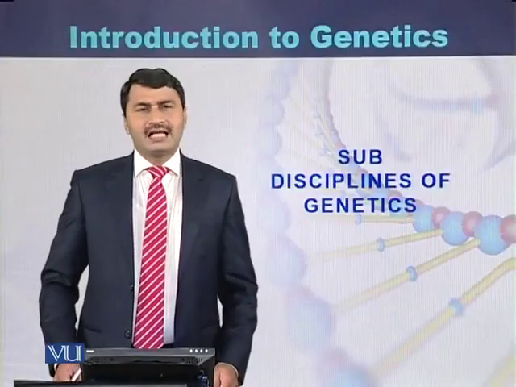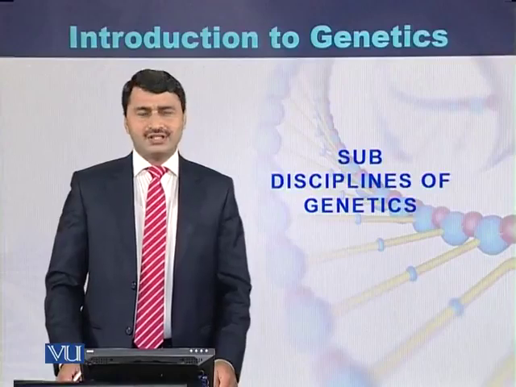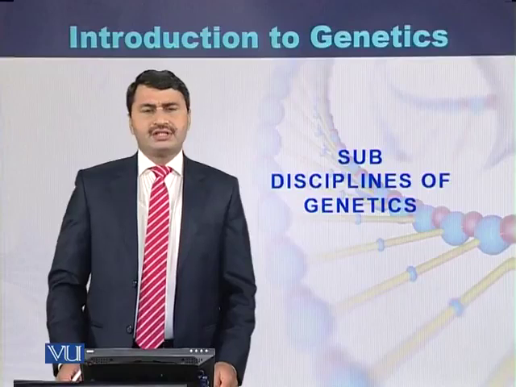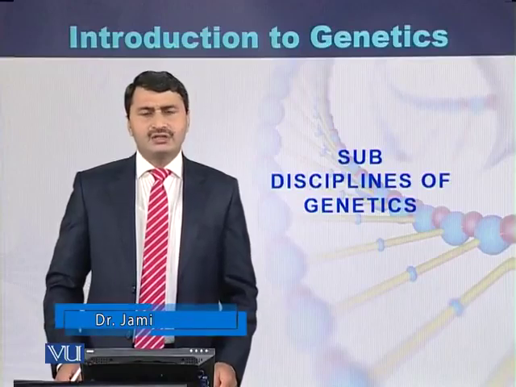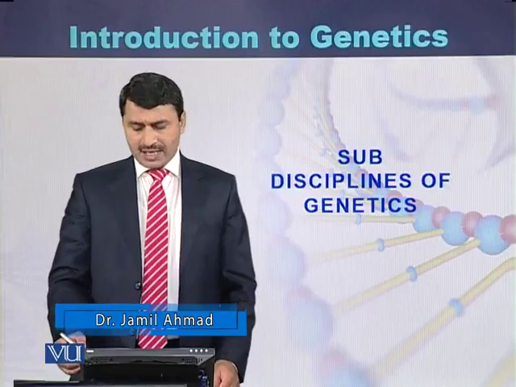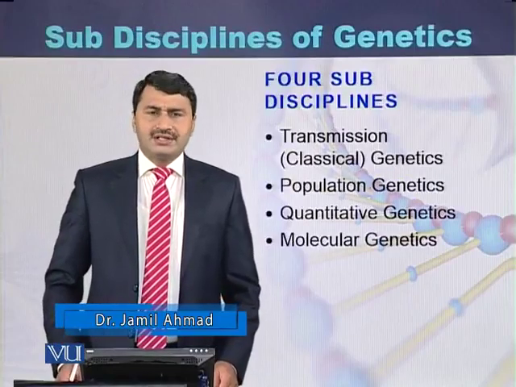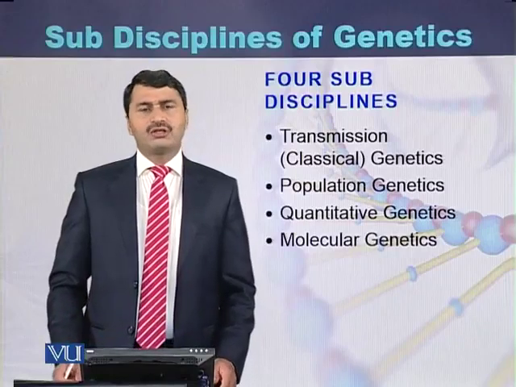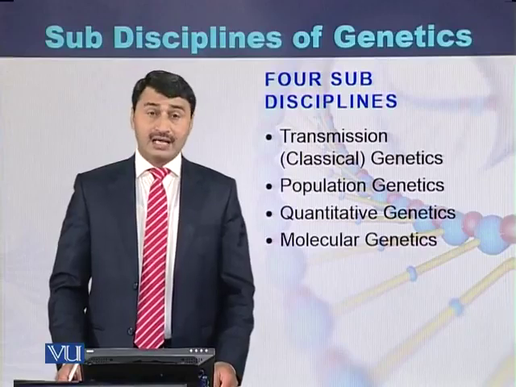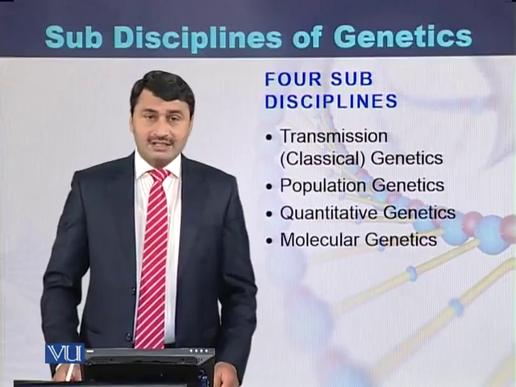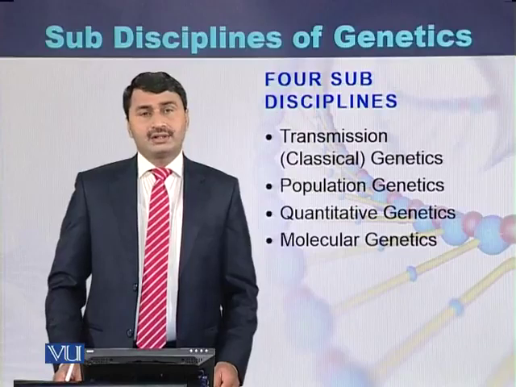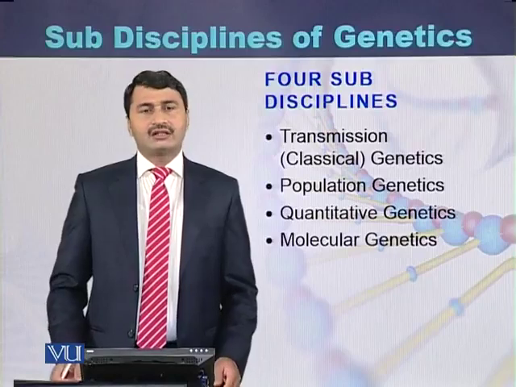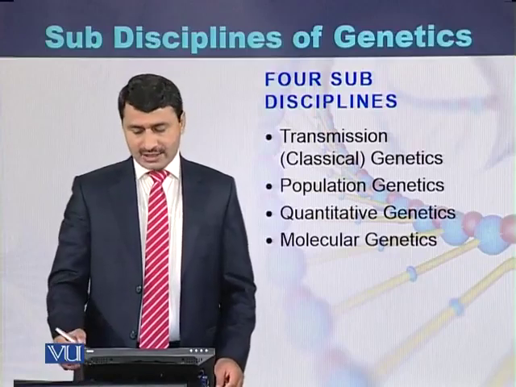Genetics can be classified into four subdisciplines. Although some geneticists and researchers classify genetics into many subdisciplines, most geneticists classify genetics into four subdisciplines. The four subdisciplines of genetics are transmission or classical genetics, population genetics, quantitative genetics, as well as molecular genetics. So these are the four subdisciplines of genetics.